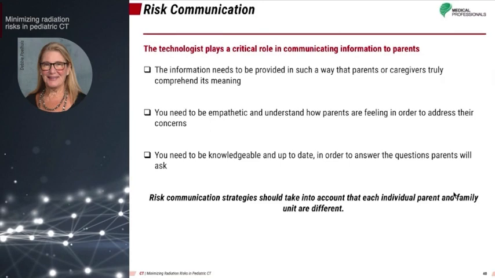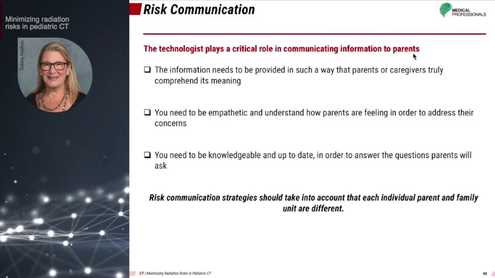Parents just want to protect their children, and in the age of the internet, a lot of information is readily available about the risks of imaging exams that use ionizing radiation. Some of it accurate, some of it wildly inaccurate, or very misrepresented. And parents, largely, do not have the background to be able to distinguish fact from fiction in this area.